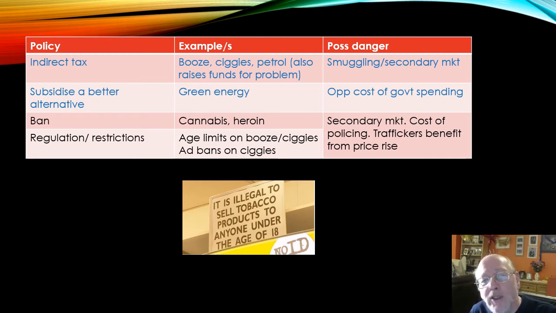For example, there's a limit on what age you're legally allowed to buy booze or cigarettes. Of course, what some people are going to do is they're going to get people of legal age to do it for them, or advertising bans on cigarettes or sponsorship bans on cigarettes. Again, same possible dangers. You've got the secondary market emerging, you've got the cost of policing those regulations, and the fact that traffickers benefit from the price rise.